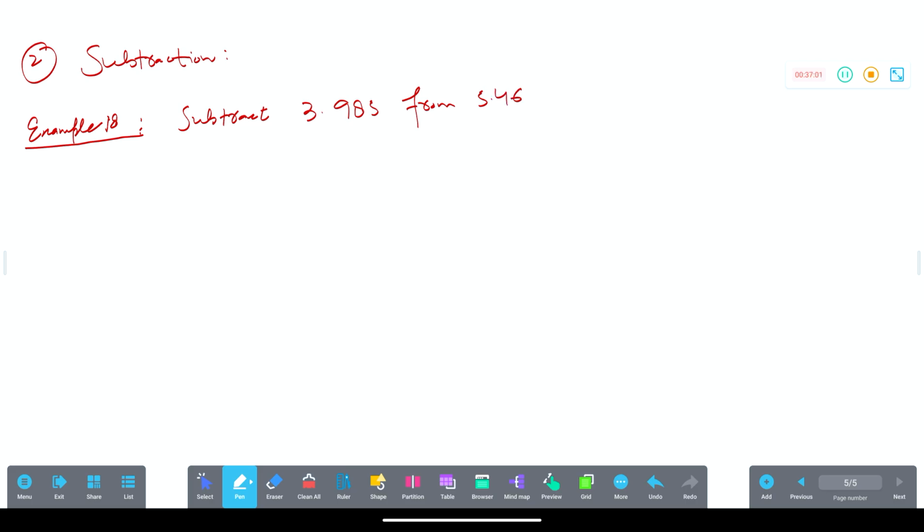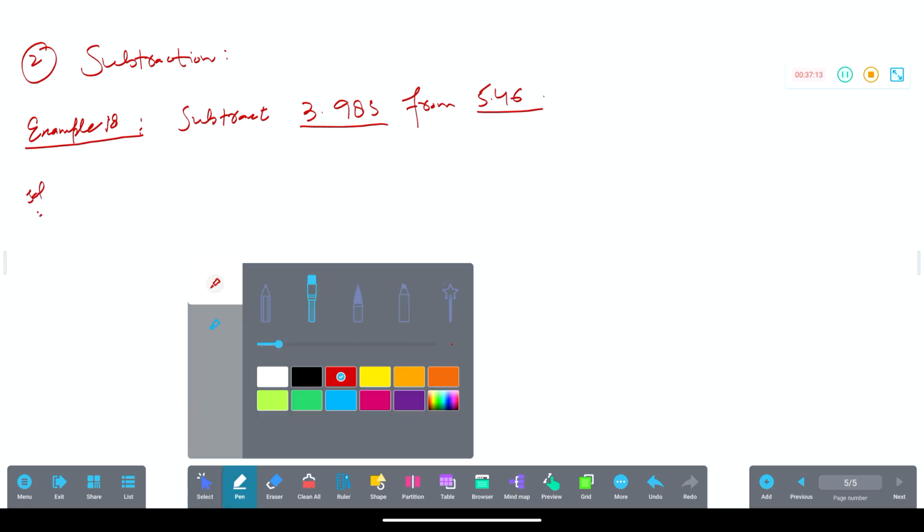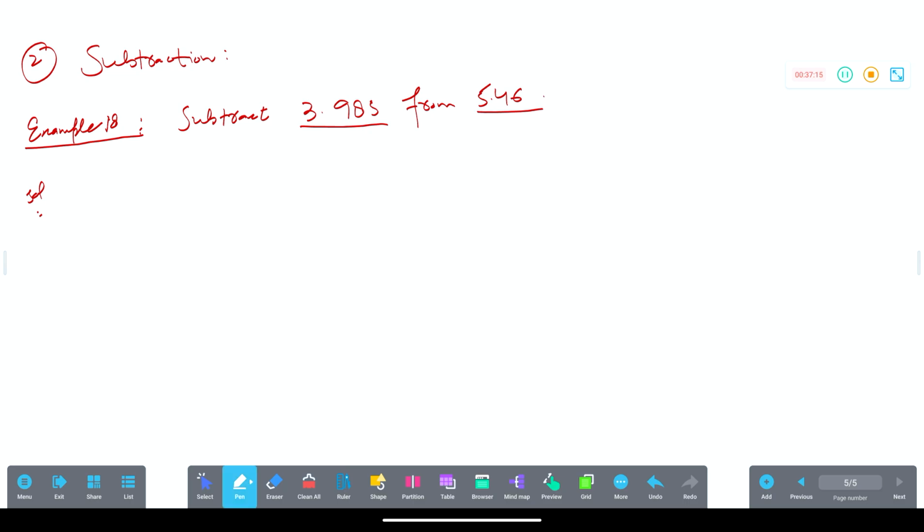Now this is my question. These are two decimal numbers. One is 3.985, second is 5.46. And I have been asked to subtract. Now I am writing the solution. Have a look here. Whenever "subtract from" is between two numbers, it means you have to first take the second number, then subtract the first number from it.